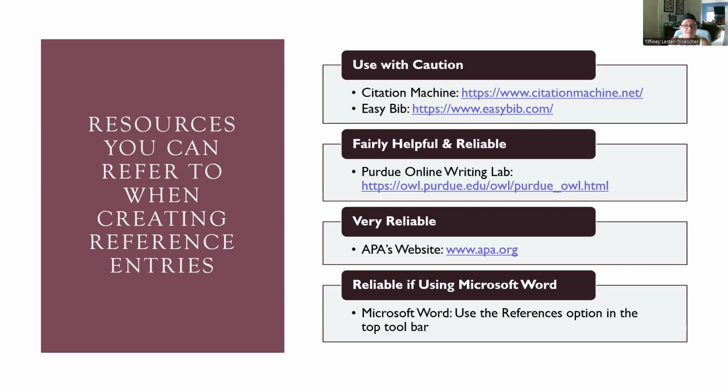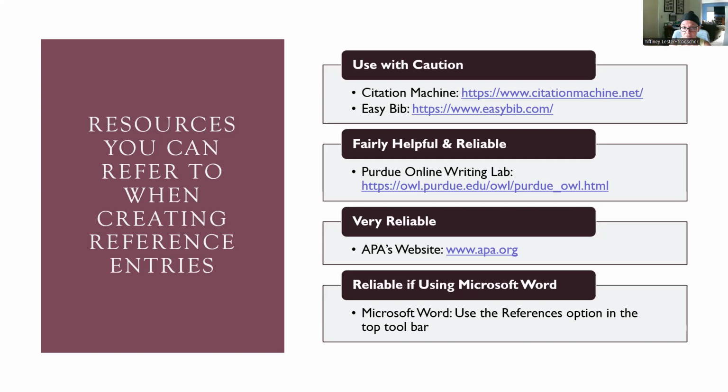My experience is this. Citation Machine and EasyBib are fairly accurate when it comes to sources that have every piece of information needed. So author, date, title, URL, all of it. But if you have a source where, especially if the author isn't provided, the entry that these websites give you is kind of wonky. So use them with caution.